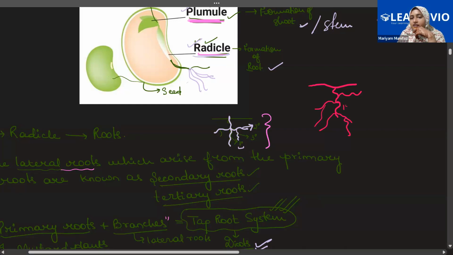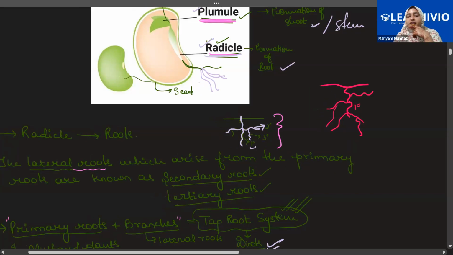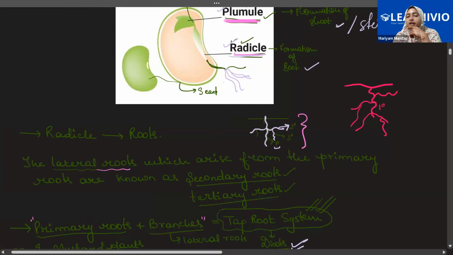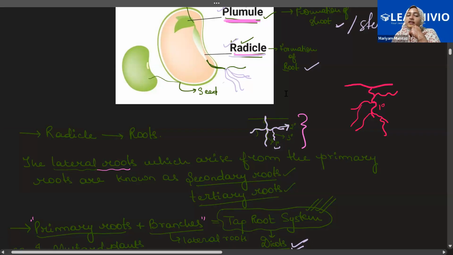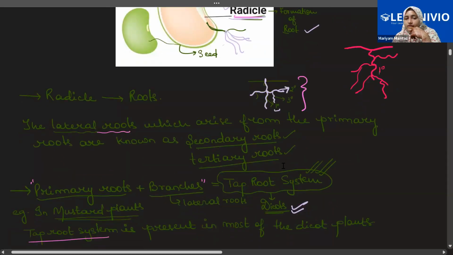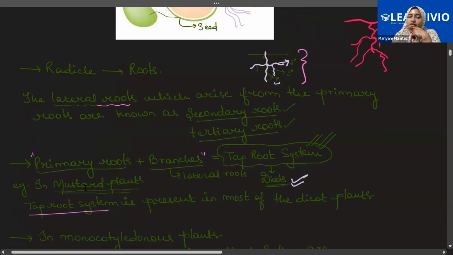So the first root that is formed is the primary root, and the lateral roots arise from the primary root. Depending upon when they arise, the first roots arising from the primary root, we'll call the secondary roots. And then the roots that arise from the secondary roots, we call the tertiary roots. So that is how the roots happen. Now the primary roots, along with all of these branches, meaning secondary, tertiary, right?